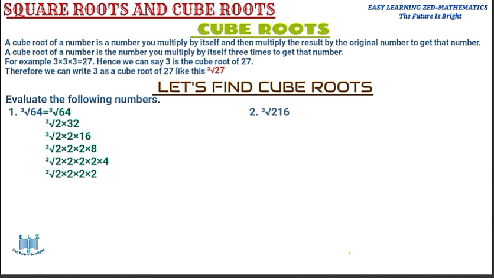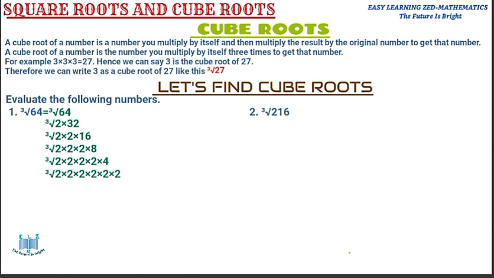Then I'm going to ask myself, what prime number can go into 4 without leaving a remainder? That is 2. 2 is a prime factor of 4. So I'm going to write 2. And how many times can 2 go into 4? It will go 2 times. Then I'm going to multiply also by 2.